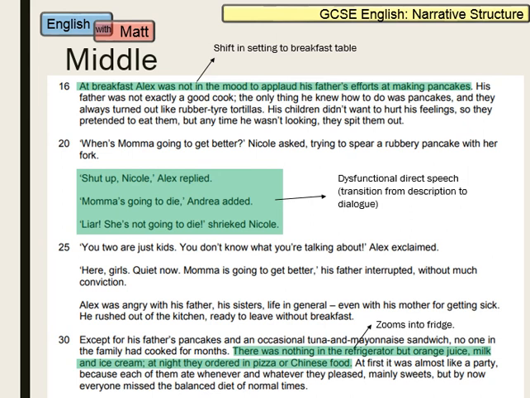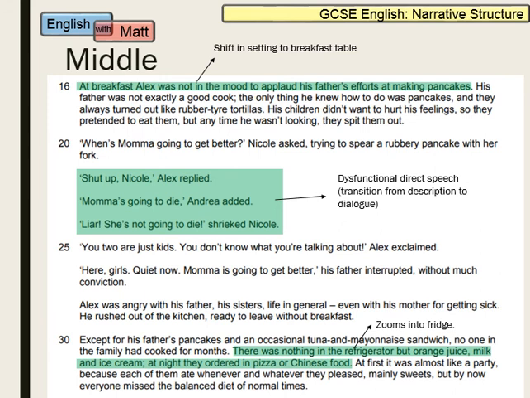And because I think they're quite young sisters, they don't necessarily understand the tone at which they are talking. So they're talking about it very brutally almost. Mama's going to die, shrieked Nicole. Mama's going to die, Andrea added. Liar, shrieked Nicole. And Alex is kind of trying to separate himself from their conversation because he's older. He's trying to see things in a slightly more mature way, I suppose. So that transition from description to dialogue shows us the dysfunctionality of their relationship at the kitchen table.